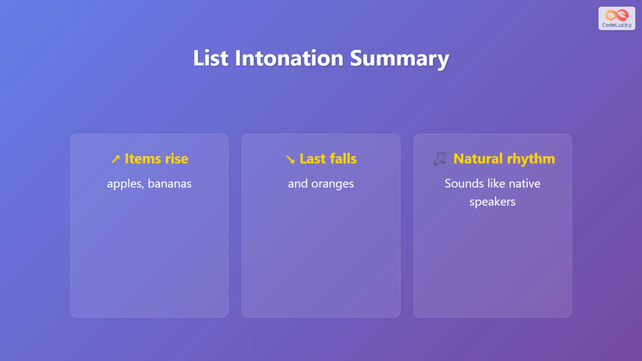Let's review what we learned. First, items in a list rise in pitch. Say them like your voice is going up. Second, the last item falls in pitch. Your voice goes down. Third, this creates a natural rhythm that sounds like native speakers. Remember this pattern for all lists in English. Use rising pitch for items, falling pitch for the last one. With practice, this will become natural and automatic for you.